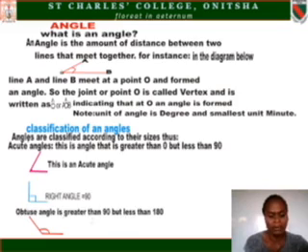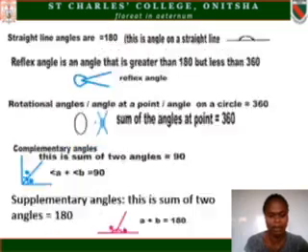Obtuse angle is greater than 90 degrees but less than 180 degrees. You will see the differences between the right angle and the obtuse angle. The gap between the two lines of the obtuse angle is wider than the right angle. Let us look at straight line angles. They are equal to 180. Look at the straight line, the angle rested on the straight line.